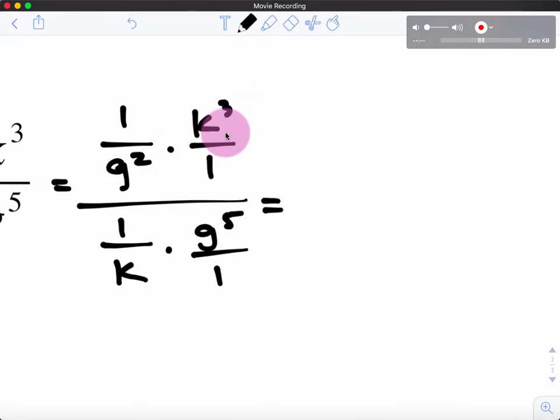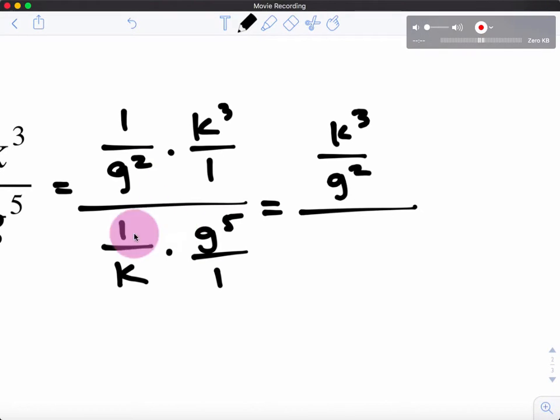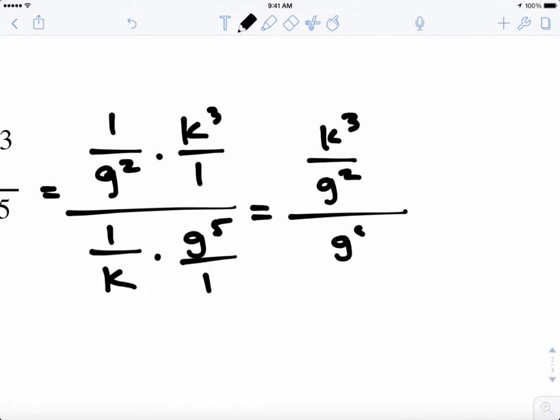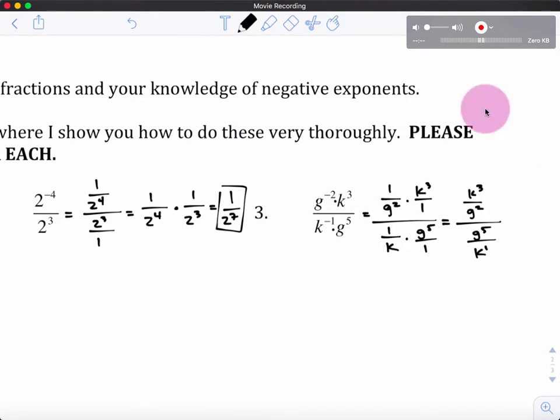And I think we'll get, let's see, k to the 3rd over g to the 2nd. So our numerator becomes k to the third over g to the second. And our denominator becomes g to the fifth over k to the first. Now I'm hoping that when we get to this point, we've really done the bulk of the work. I mean, now this just looks like all the other problems we had, when we had fractions over fractions. These are the exact same type of problem here, and we know how to do it.